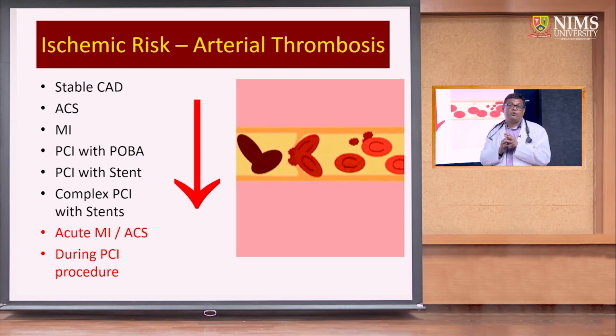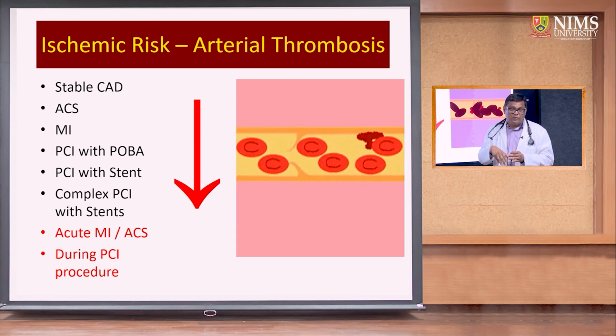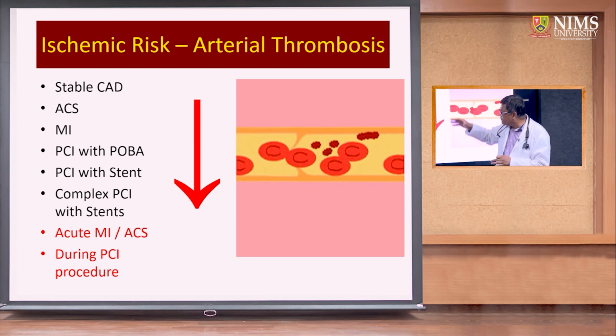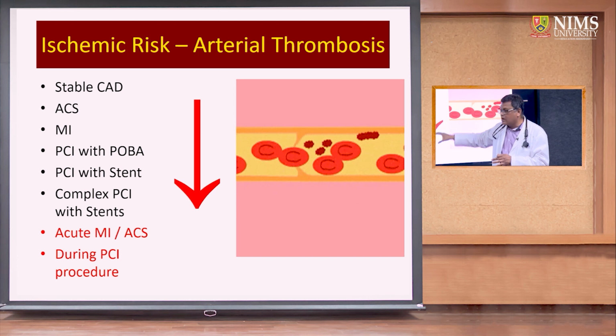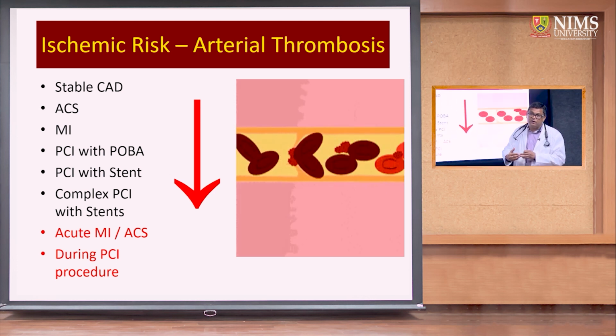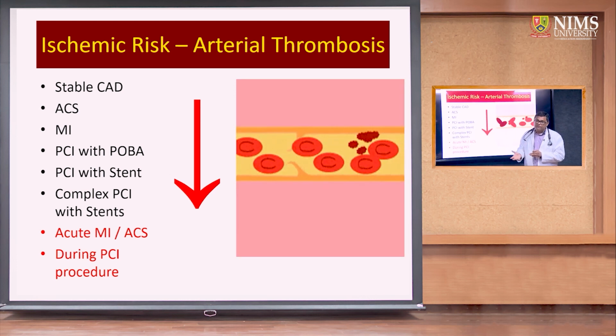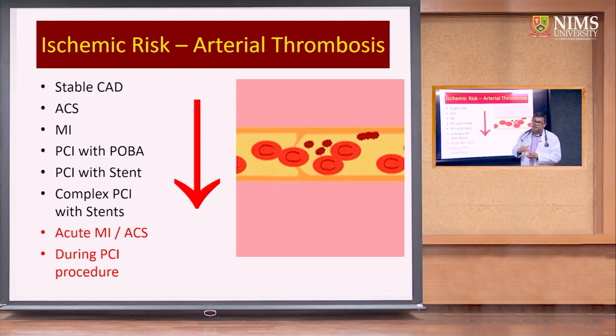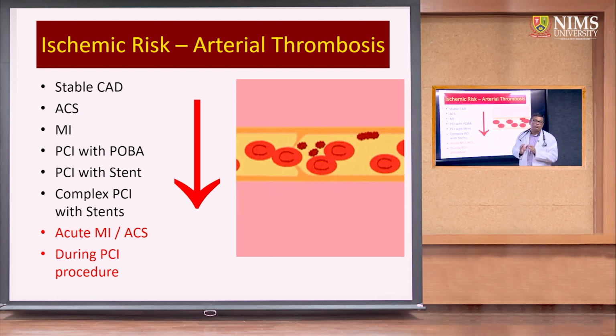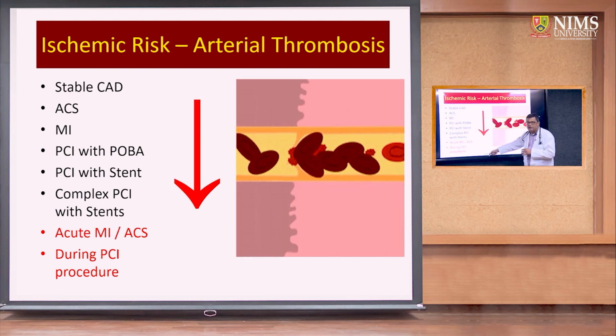So this is the third agent that you are using, because you know that at the time you are doing angioplasty, the risk is high. So you might even add heparin. So you understand that as we go down, we keep on adding more potent agents, and we can keep on adding more agents to prevent arterial thrombosis. So we are talking of arterial thrombosis.